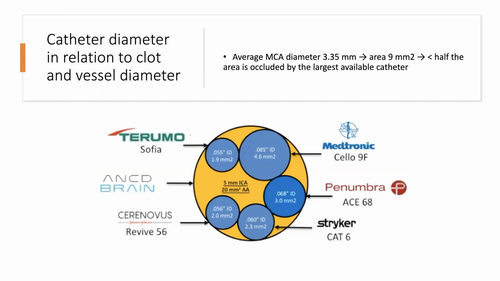And you can see in this diagram some of the available suction catheters. The Sophia 055 has a cross-sectional area of 1.9 millimeters squared. The Cello 9 French balloon is only 4.6 millimeters squared. The Penumbra 068, which a lot of people use, the A68, is only 3 millimeters squared. So you're only maybe taking up half of the vessel. You're going to have flow around the catheter as you try to pull this thrombus into the suction catheter, and you're going to get distal embolization. It's going to start to fragment.